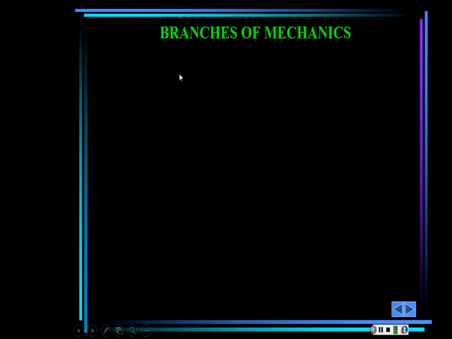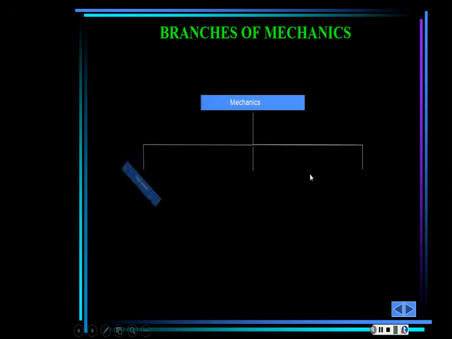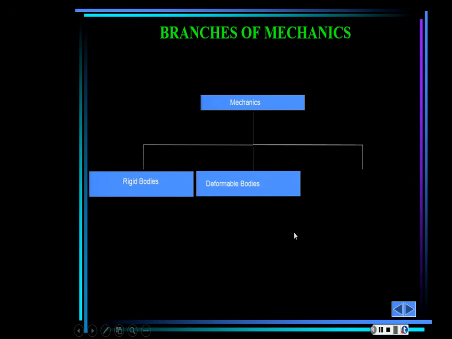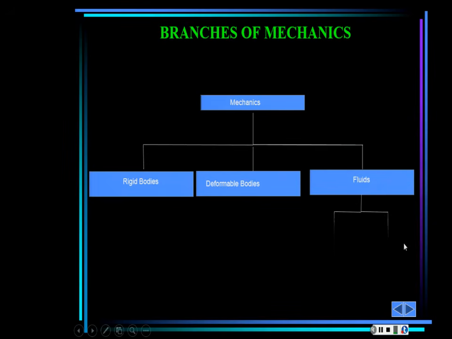So what are the branches of mechanics? Mechanics has basically three distinct branches: mechanics of rigid bodies, mechanics of deformable bodies, and mechanics of fluids. Within mechanics of fluids, we have two different types of fluids. What are those different types of fluids?